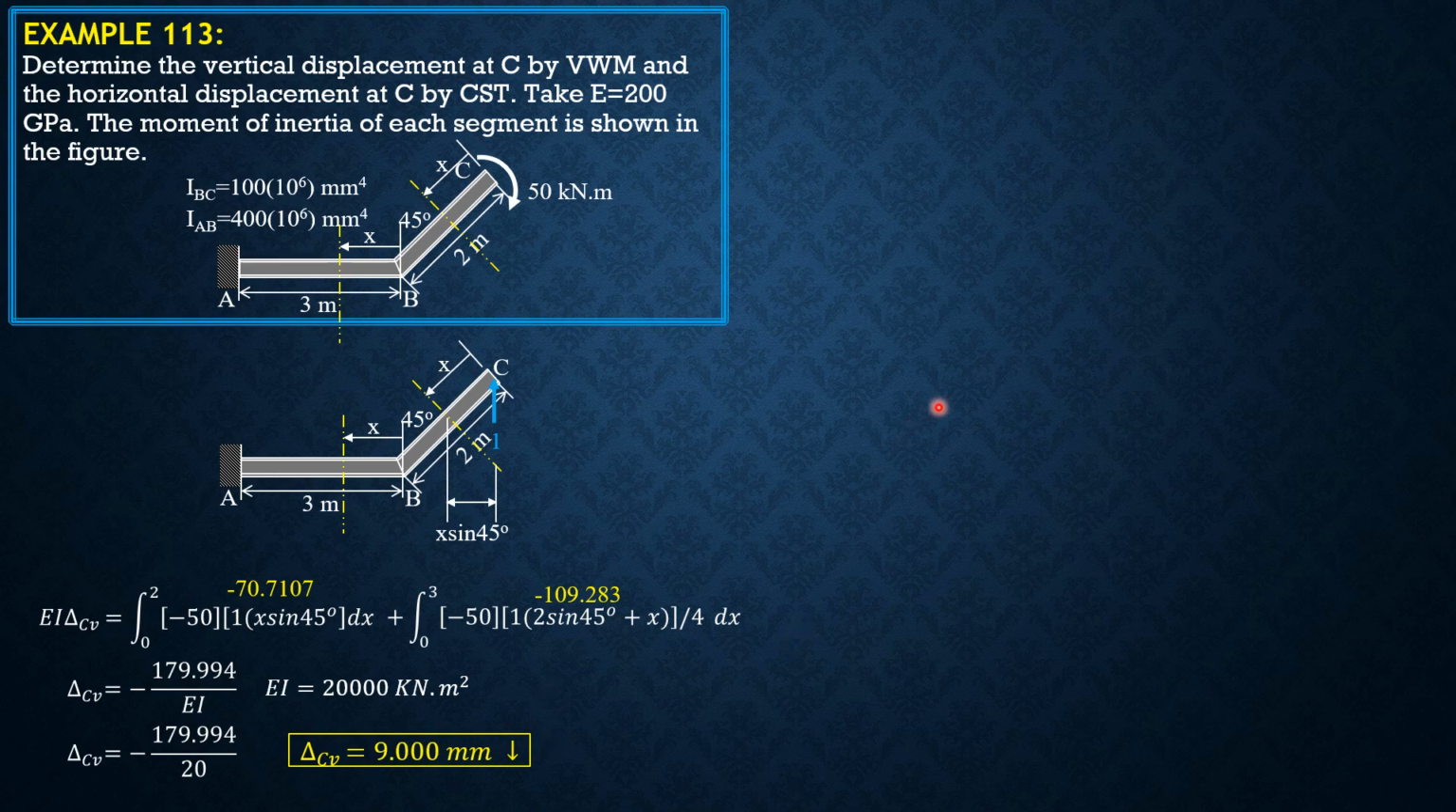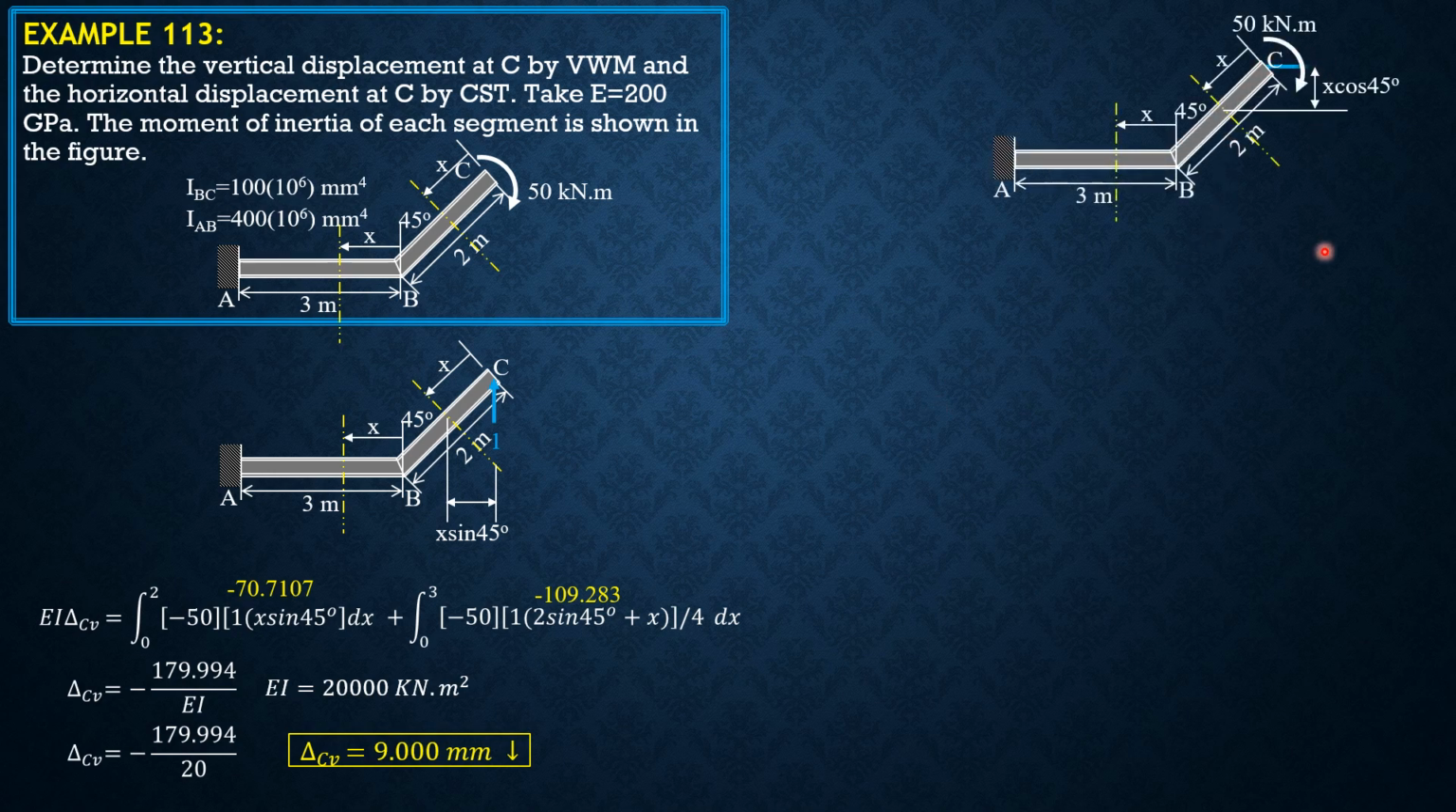For horizontal displacement by Castigliano's theorem, we apply a rightward force P, and assume that the displacement is always in the positive direction. So this is x cosine 45. Remember this distance earlier, the horizontal projection of BC is 2 sine 45. It's not shown here, but I just explained.